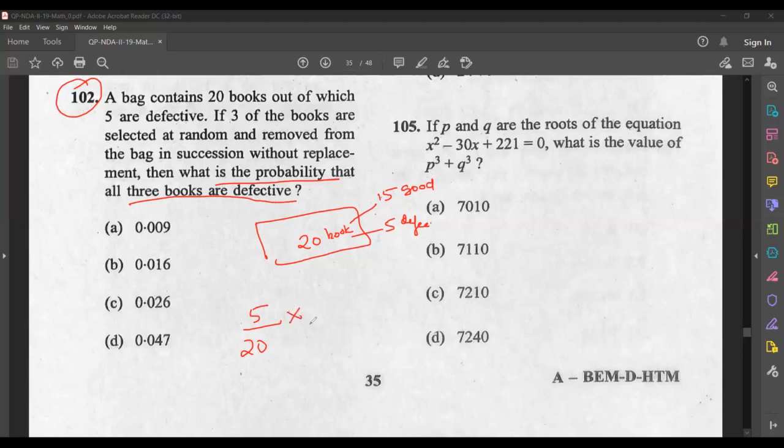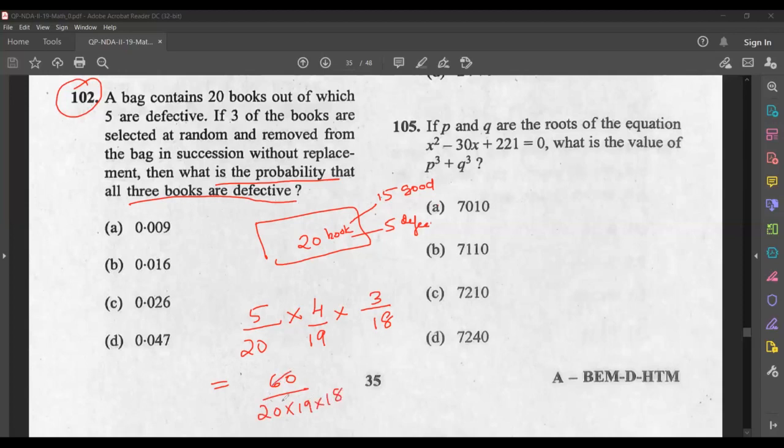And second book defective means if I take the first one defective, there will be only 4 defective books left, isn't it? 4 by 19, totally 19 books. Then if I take the second defective, then only 3 defectives left. So 3 by only 18 books, isn't it? So just multiply, you get 20 into 3, 60 divided by 20 into 19 into 18.